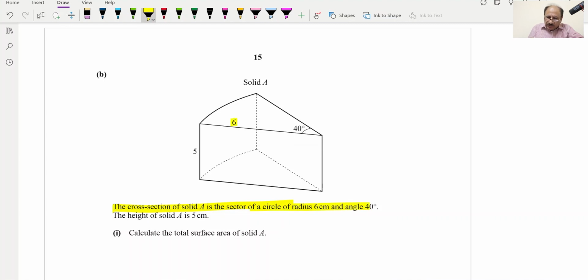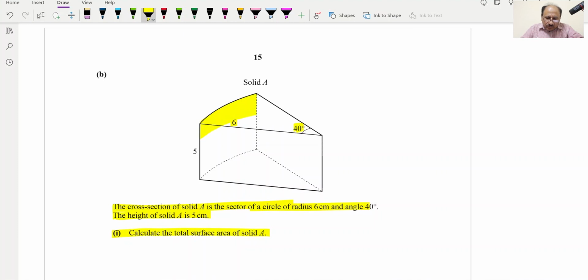Radius is 6 and angle is 40 degrees. The height of the solid A is 5. Part 1: calculate the total surface area of solid A. To calculate the surface area of solid A, first of all, I will focus on the most difficult one, the curved surface area.